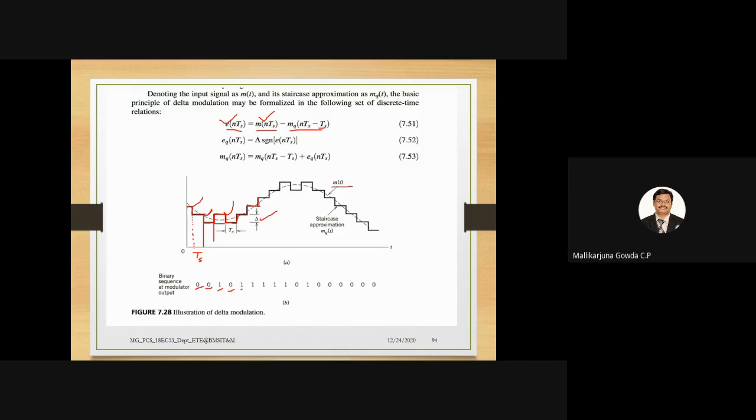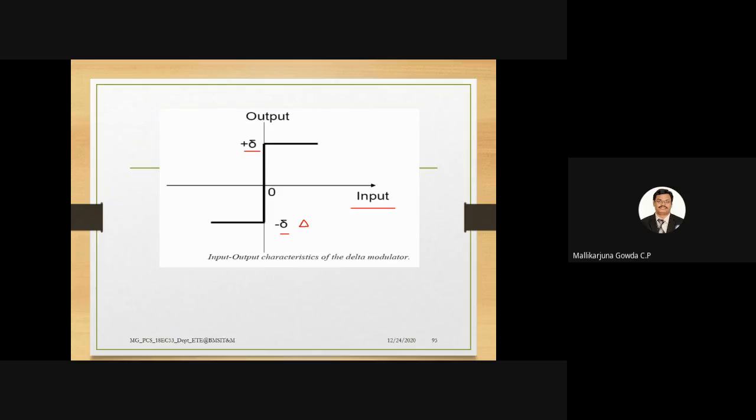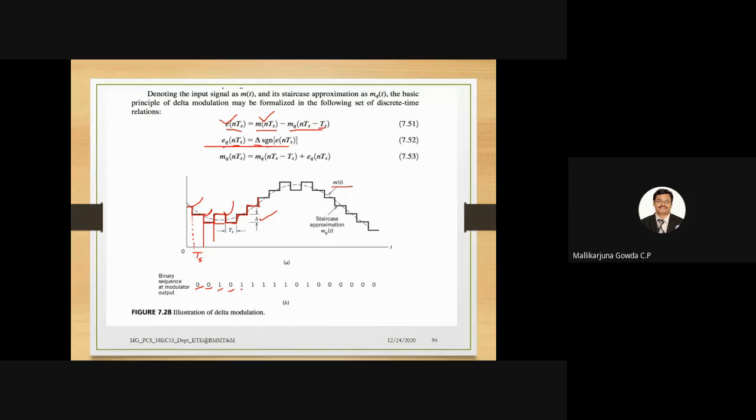E of NTS is the output of the comparator, right? So what will be the output of the quantizer? I said it is a 1-bit quantizer, so the output of the quantizer will be a delta function, a step size, and I can denote that as sign of E of NTS. I can write sign of E of NTS because I have shown the input-output characteristics of the delta modulator like this. So we represent this as the sign function, and its magnitude is delta, so I can write delta times the sign function of E of NTS. That is what is written here: the output of the quantizer EQ of NTS will be step size times sign of E of NTS. Is this fine? This equation and this equation.